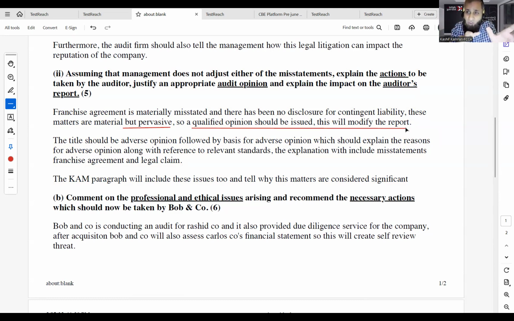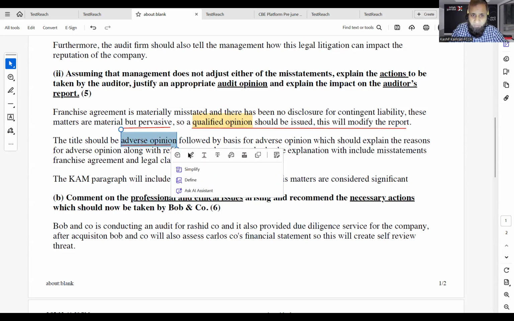But look at the language. The title should be adverse opinion. In the second paragraph, I don't know from where adverse opinion has come in. Because in the first, you concluded on qualified opinion. And in the second paragraph, you have come across adverse all of a sudden. I don't know what happened to the student. First, he said qualified. All of a sudden, in the second paragraph, he said adverse.